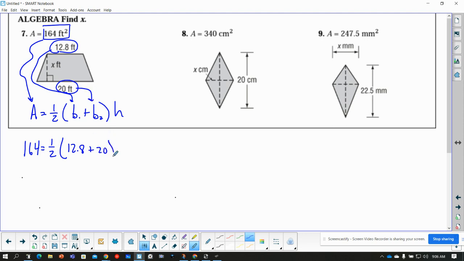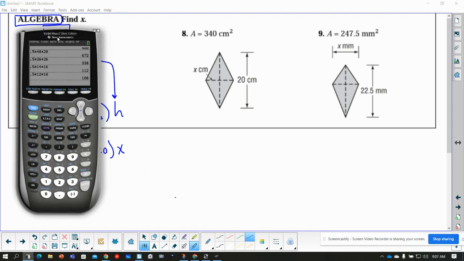And then there's another parenthesis. And then the height, oh, that's weird, is an X. But that's still going to go right there. Okay, now let's try to do some algebra. So I got 164 equals 1/2 times 12.8 plus 20 is 32.8 times X. 1/2 times 32.8, I can do that on my calculator.